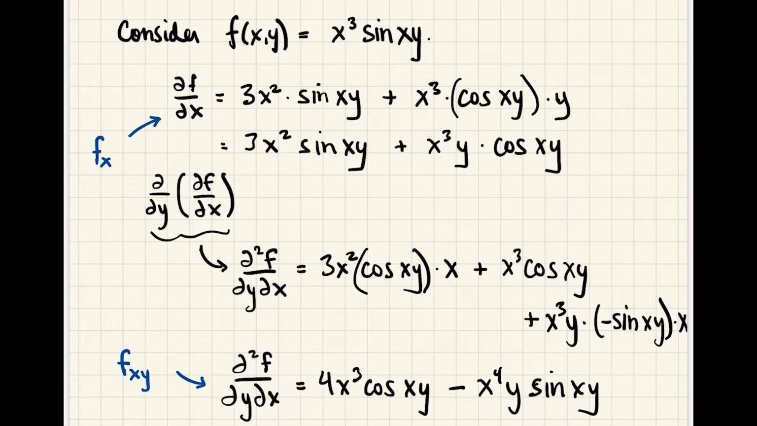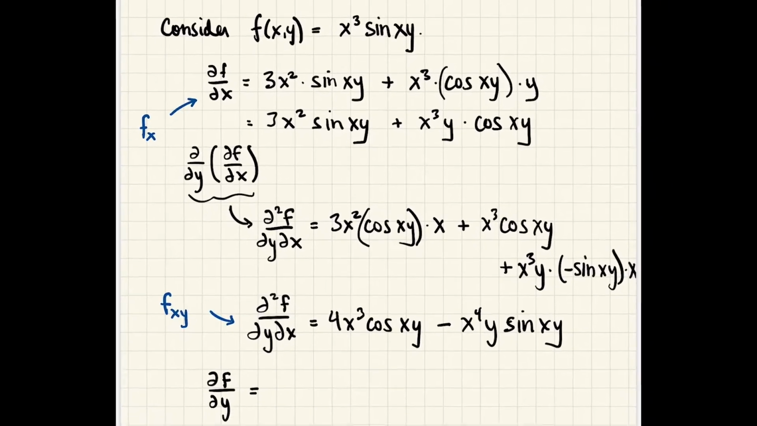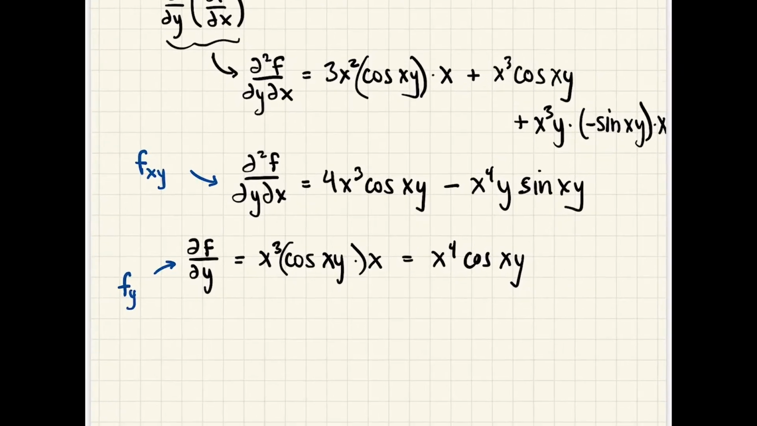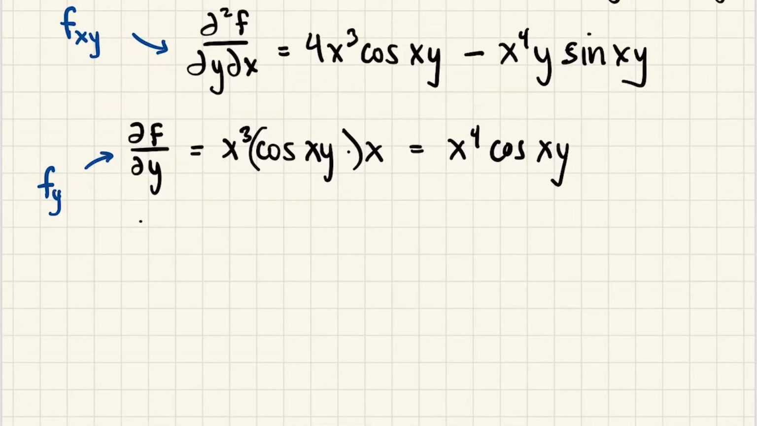Okay, so now let's go back to the beginning and let's take the partial derivative of f with respect to y. So x cubed is a constant, so that's x cubed. Derivative of sine is cosine of xy multiplied by the derivative of y, which is x. So we get x to the fourth cosine of xy. And again, we can call this f subscript y if we wanted. Now we're going to take the partial derivative of that with respect to x, which is the other mixed partial.